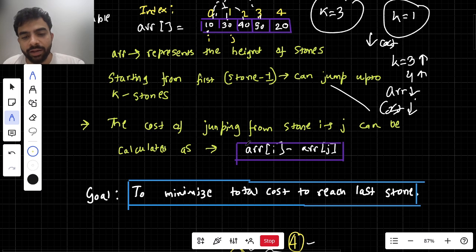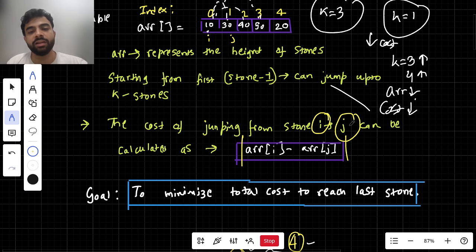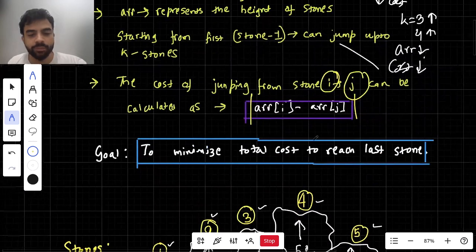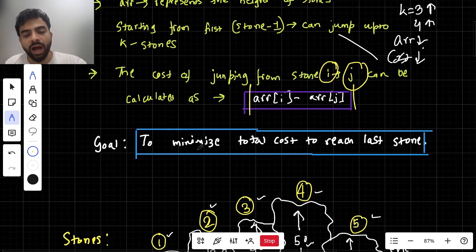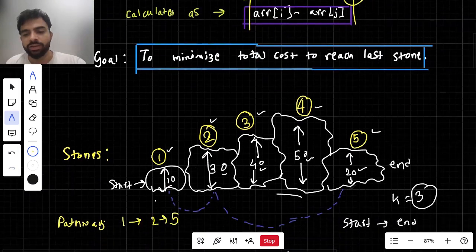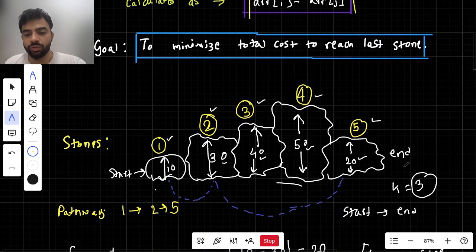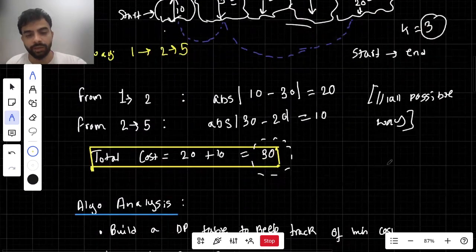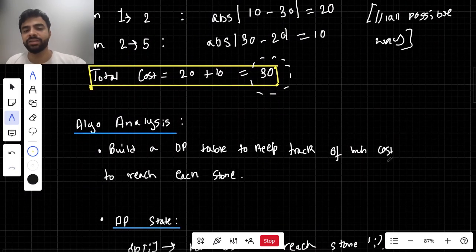The cost can be calculated by taking the absolute value of the element at index I minus the element at index J. From the first stone till J, meaning the next stone which we are going to overcome. Okay, what is our goal? Our goal is to minimize the total cost, as I already told you, to reach the last stone. This is the last stone. From here to here we have to reach, and we have to find the minimum cost to reach this last stone. Okay, now let us analyze the algorithm.